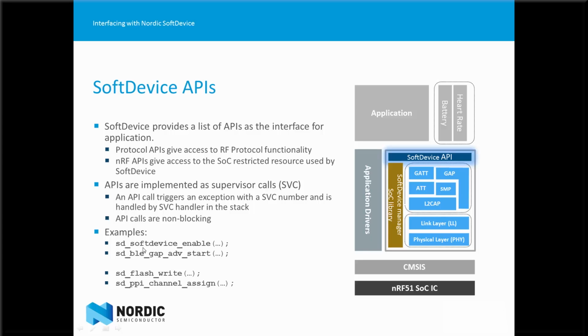And we have an example here. Here are those protocol APIs, like SoftDevice enable or start advertising. And here are the NRF APIs: here is to access the flash, and here is to control the PPI. So if you have this advertising start function, because it's non-blocking, you call it and then you get an error code back, but that doesn't mean that advertising has actually started. If you receive an NRF_SUCCESS, that means the command is queued and the advertising will start.